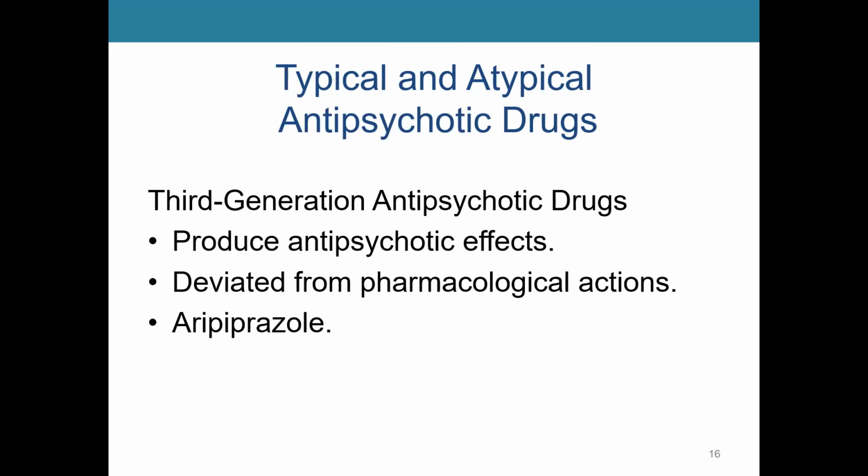As we move to the third generation antipsychotic drugs, these are drugs that produce antipsychotic effects through a mechanism of action different from those that are typical and atypical antipsychotic drugs. The potential third generation antipsychotic drugs have deviated from the pharmacological actions found among typical and atypical antipsychotic drugs, so they have unique therapeutic effects.